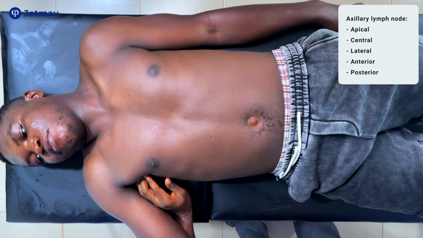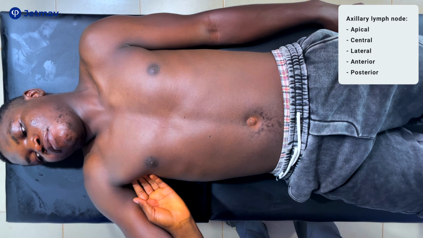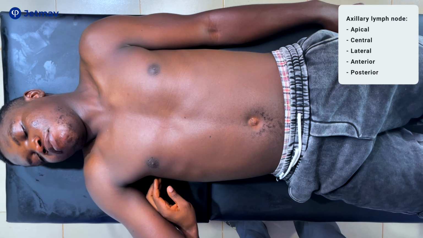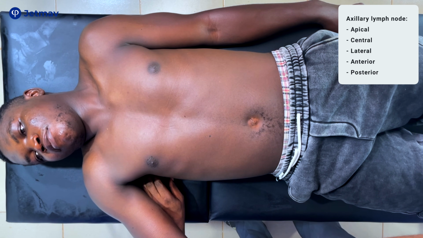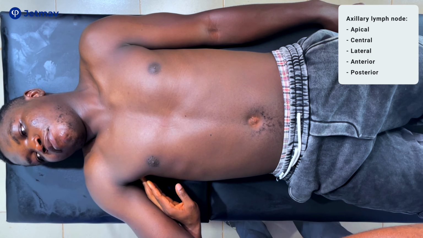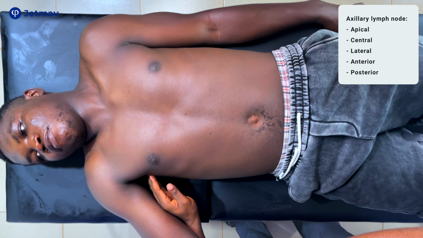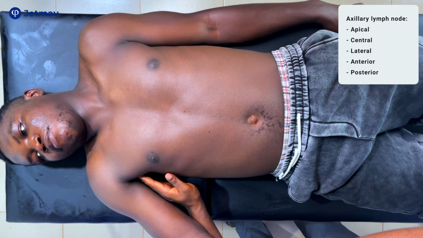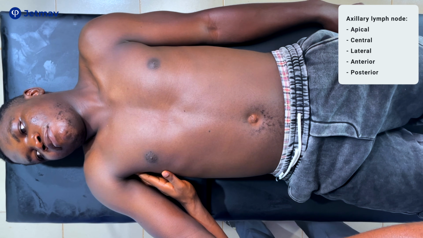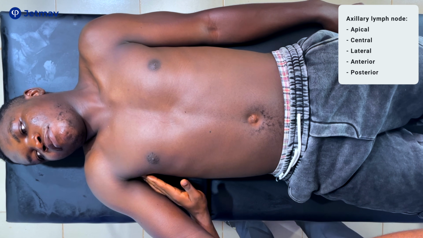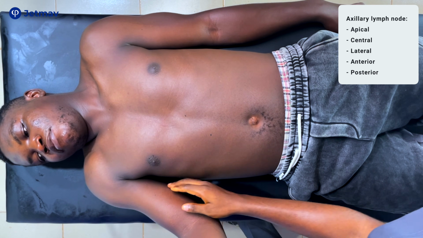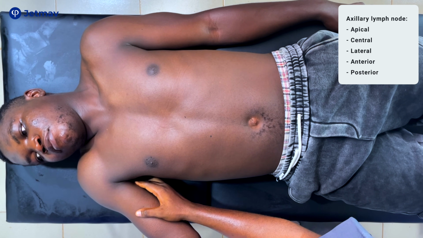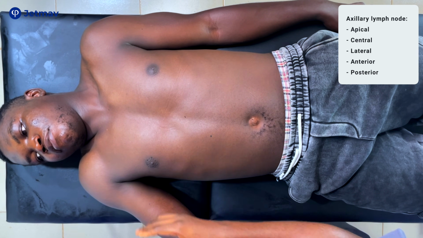For the anterior group of lymph nodes, you examine in the anterior axillary fold. Then you examine the posterior axillary fold for the posterior group. Then you press the rib cage to examine the central. Then you dig to the apex of the axilla to examine the apical. Then you are free to use the other hand to rub the head of the humerus to try to examine the lateral. So you examine it in groups like that.